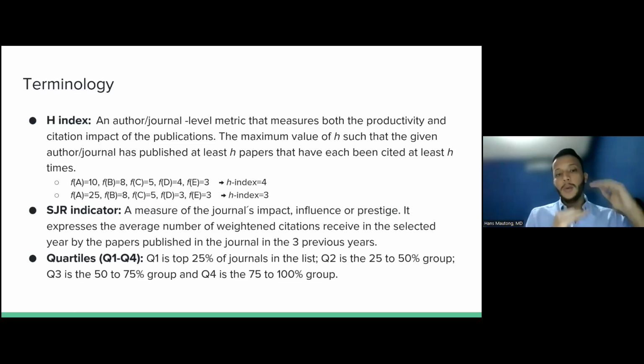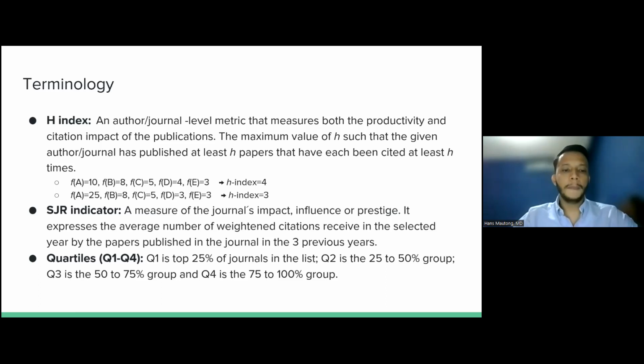that are divided equally into 25% each. So the first one is quartile one, which basically means it's the top 25% of the journals. Okay, Q2 is the next 25%, which is from 25 to 50. The third one will be 50 to 75, and the fourth one would be the last 75 to 100% group.